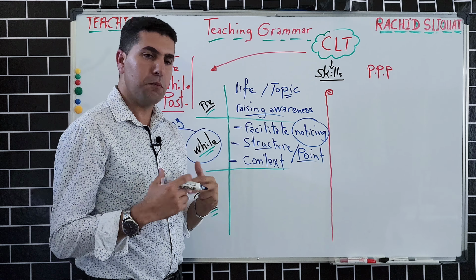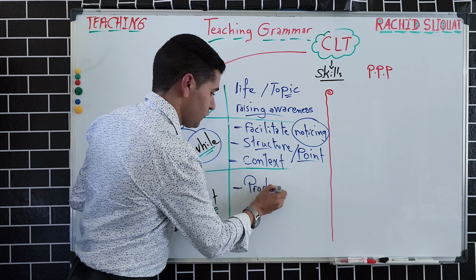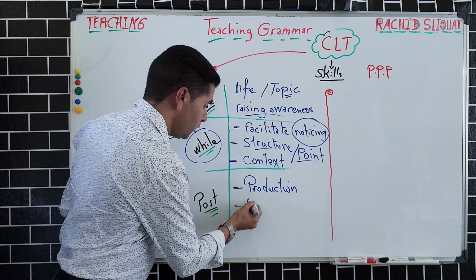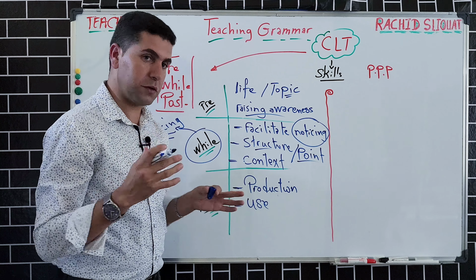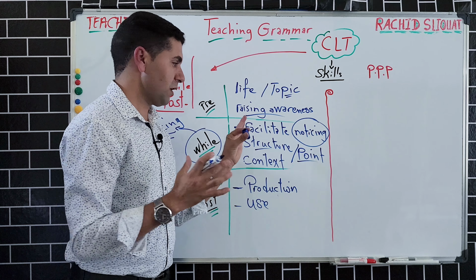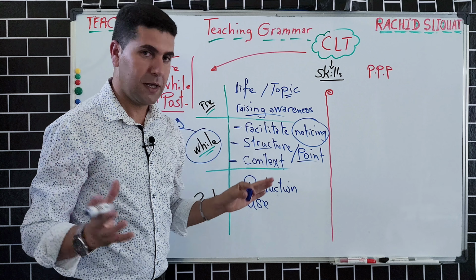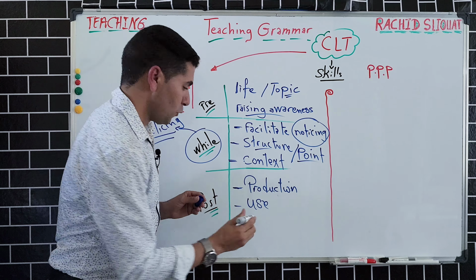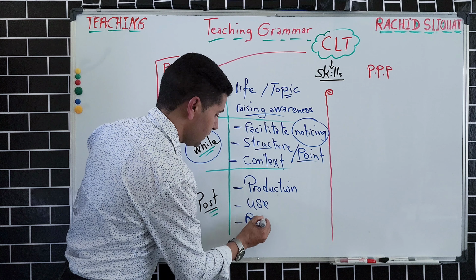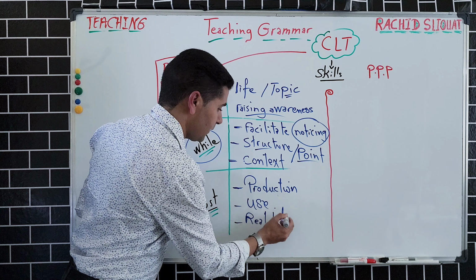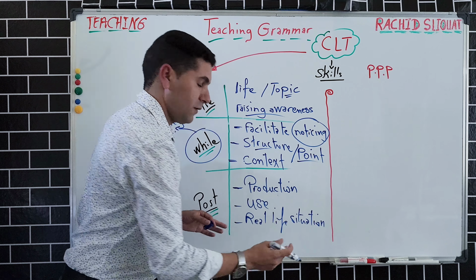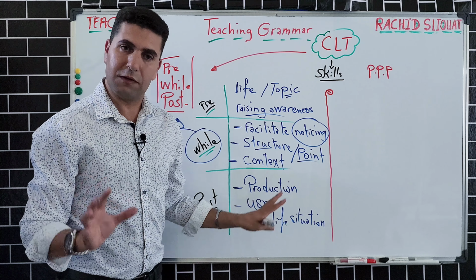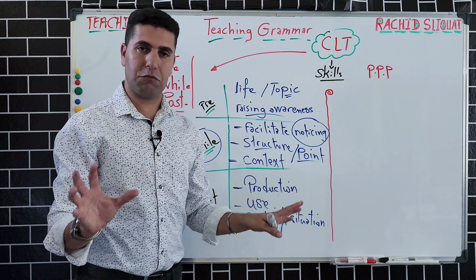Post, it is more about production. So it is the production phase. It is the use. Okay, the use. Students are going to use the grammar point or the grammar structure they learned, use it, we can say authentically or in real life situations. So here there are different activities you can use to do this or to include in the post grammar phase.